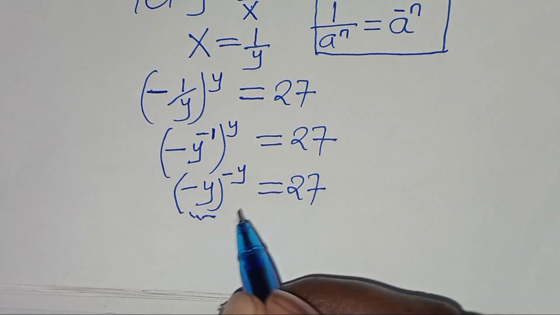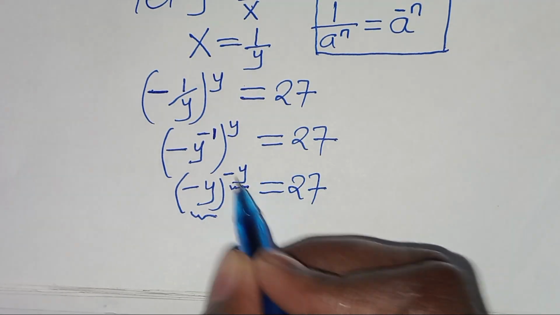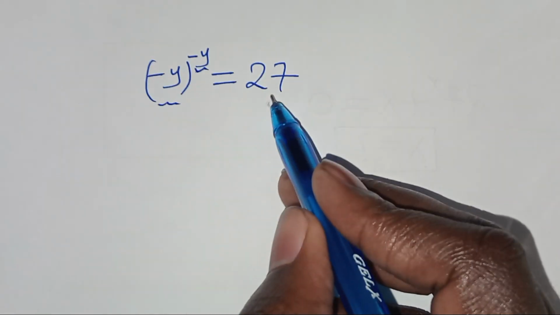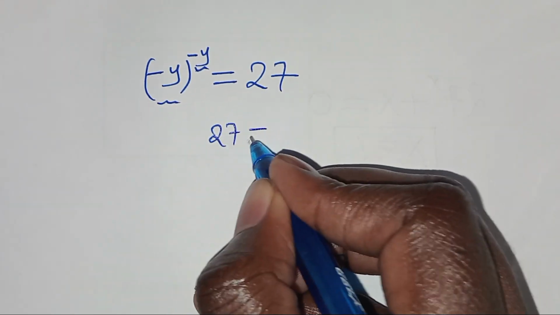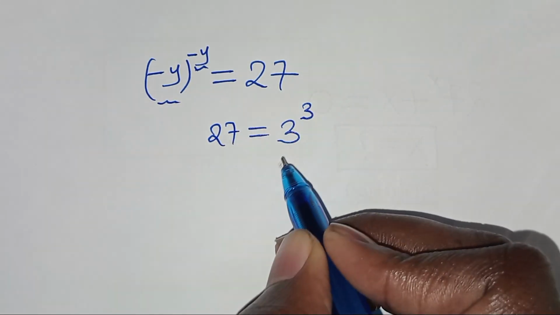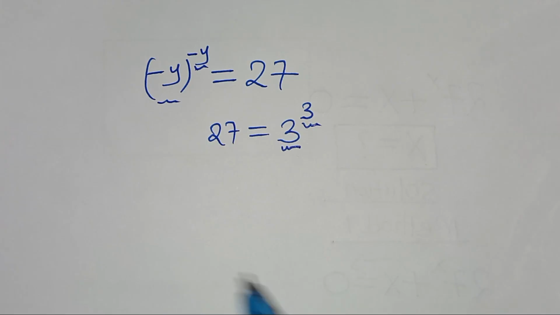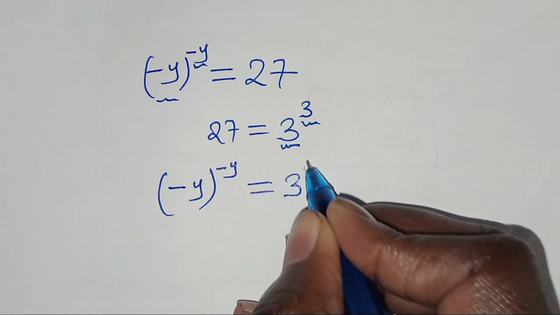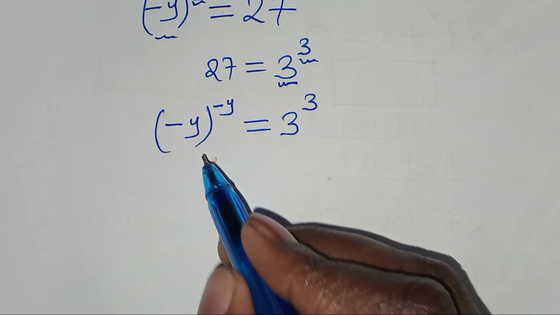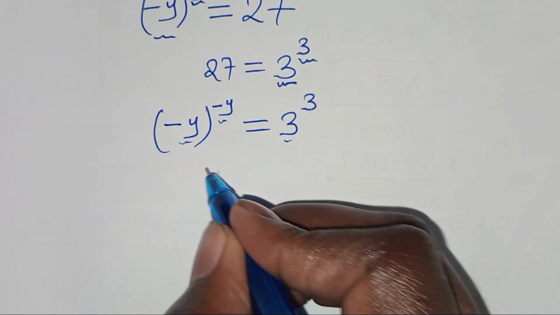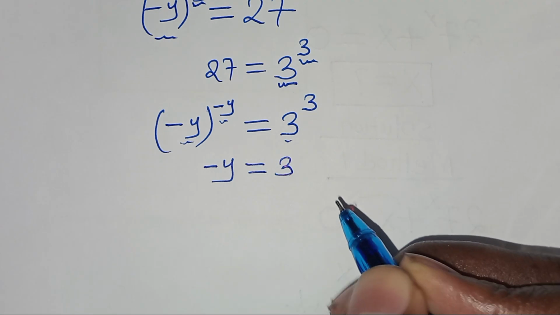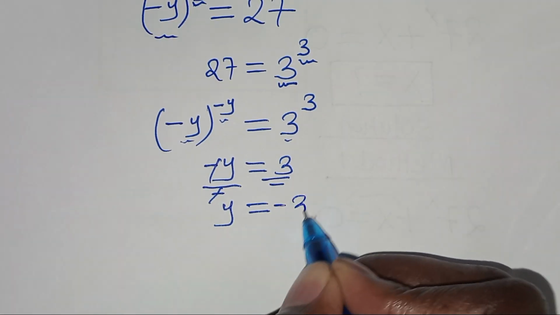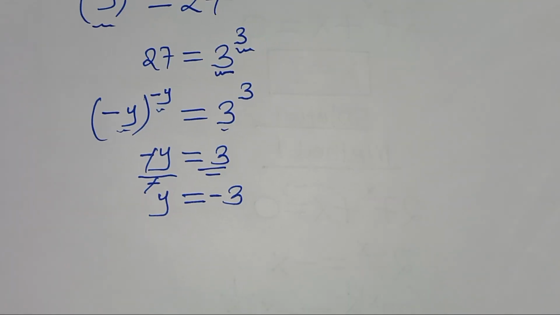So you can see the base here and the exponent are the same. Since the base and the exponent are the same here, we can write 27 as 3 to power 3. So this implies that minus y raised to power minus y is equal to 3 to power 3. Since the base and the exponent are the same, this implies that minus y is equal to 3. So let's divide both sides by minus 1. So this implies that y is equal to minus 3.